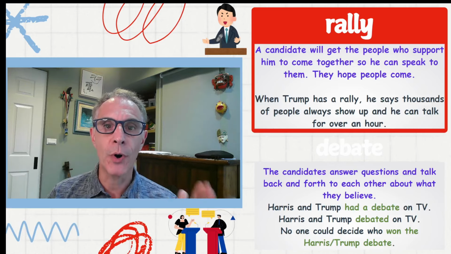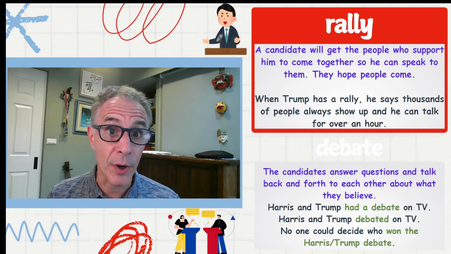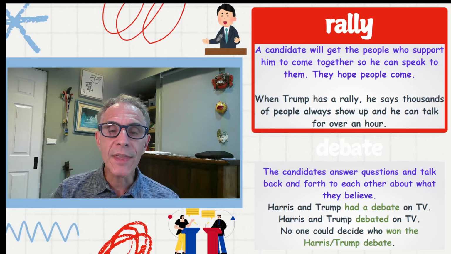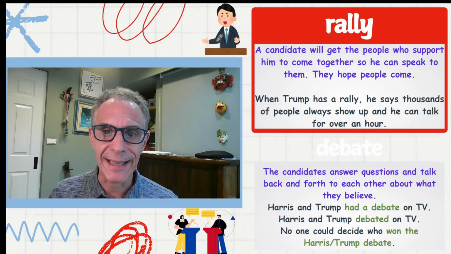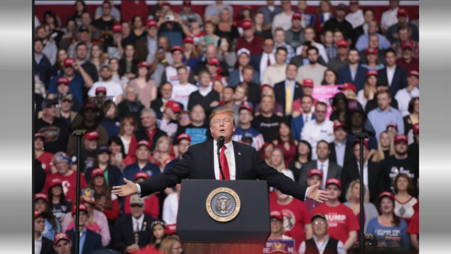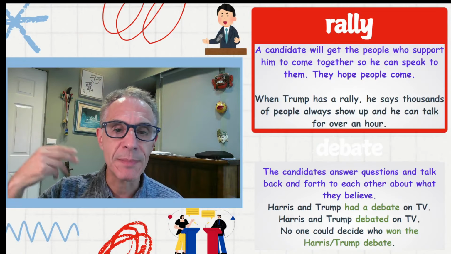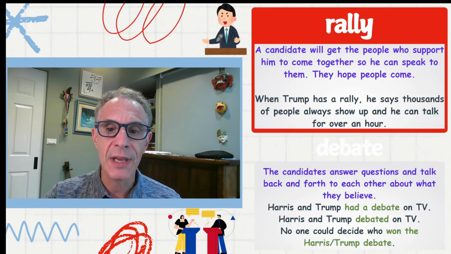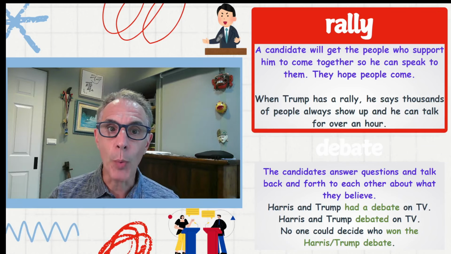They want your vote. They want your support, right? So one thing they will do is have a rally, R-A-L-L-Y, rally. Now, this is when the candidate gets a lot of people who support him to come together, and then they say, yay, and they listen to him or her speak, and the candidates hope that many people will come and get excited about them, and then they will vote for them.